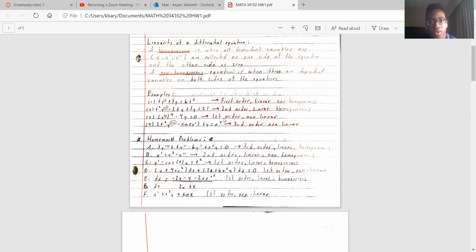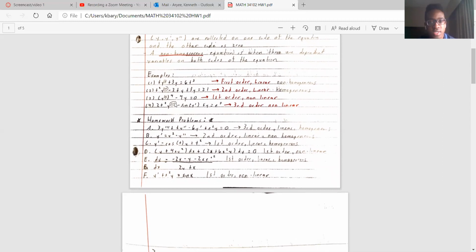And then for this third one over here, it's also first order, but it is non-linear because the derivative is being multiplied to the fourth power. So if there's an operator on the derivative, then it's no longer linear. And this last one is an example of a third order differential equation because the highest derivative present is to the third order.